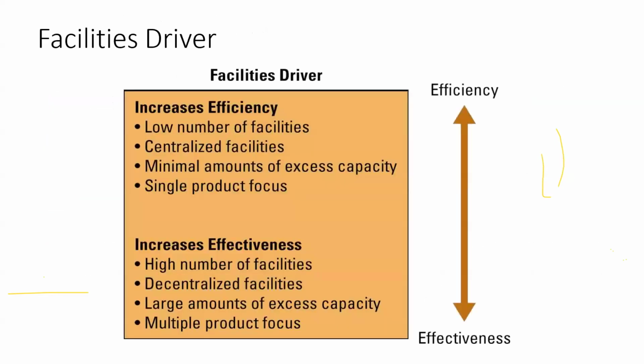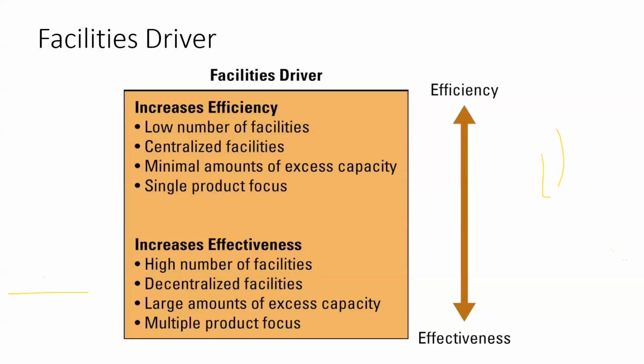So, facilities driver. What decisions can you take? If you want to increase the efficiency, then lower the number of facilities. Have minimum facilities. Have centralized facilities. That is, make it a centralized facility. Minimal amounts of excess capacity and single product focus. So these factors can increase the efficiency of a production unit or warehouse.